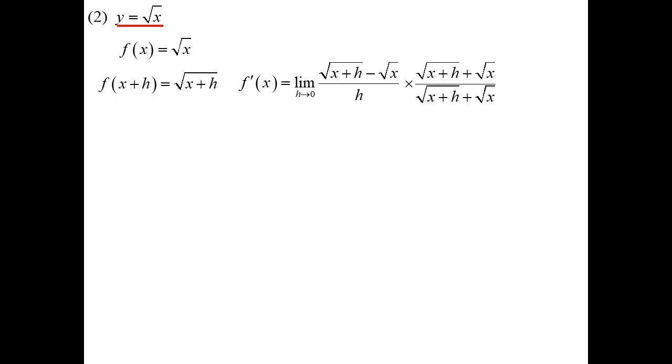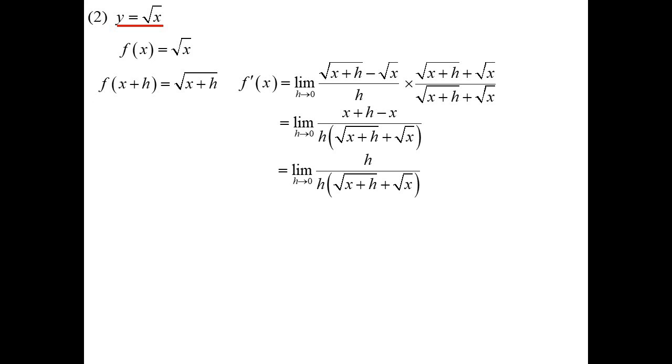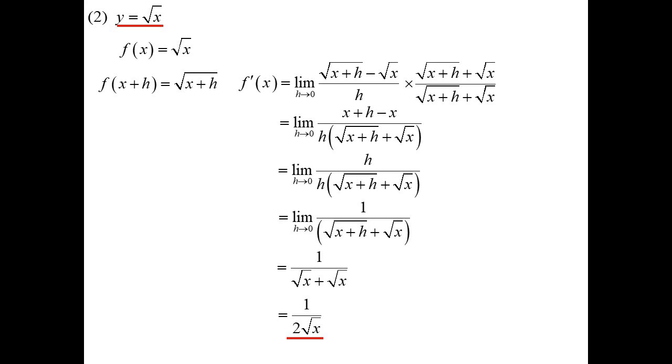So the top of the fraction now becomes difference of 2 squares. And we end up with x plus h minus x. The x minus x will go away. I've now got an h which will cancel with the h on the bottom of the fraction, and we eliminate our 0 over 0 problem. We can substitute into this one, and we end up with 1 on 2 root x.